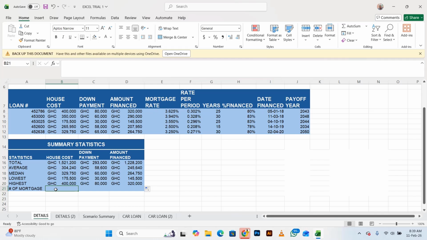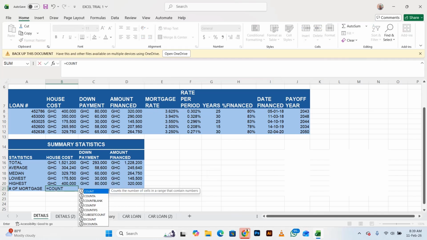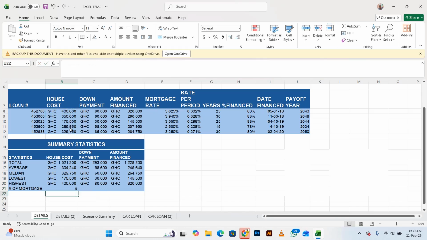What it means is that you want to count the number of loans that you have given under the house cost. So there's a function called the sum if, the count if. I don't know. I use the count. Let's use the count. So the count, let's select this range. So it means that here 1, 2, 3, 4, 5. They are 5 in number. You can do the same thing to this one.